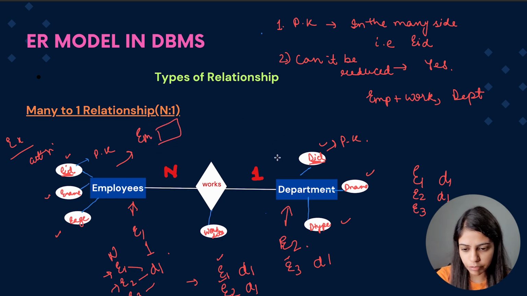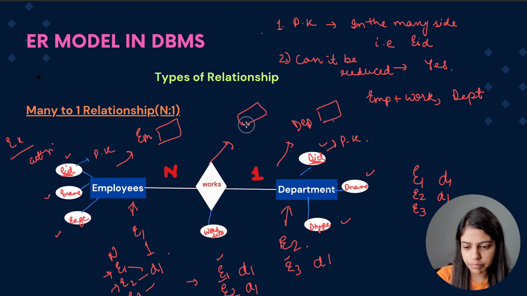Consider that this is the table for employee. We draw the table for department. This is the table for department. We draw the table for relation. So this is the table for relation. Now the relation table would be having the primary key of employee and the department. So it is having the primary key of employee, that is EID, and it is having the primary key of department, that is DID, which is now acting here as a foreign key, these both.